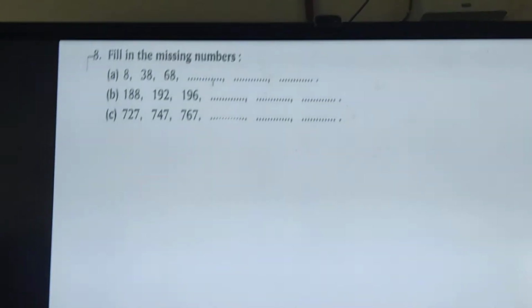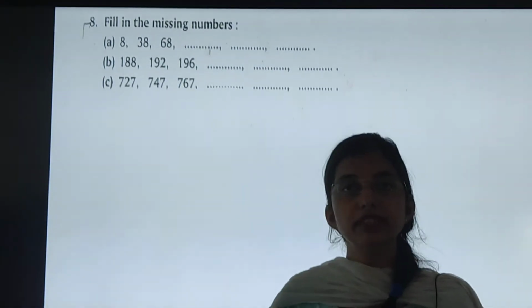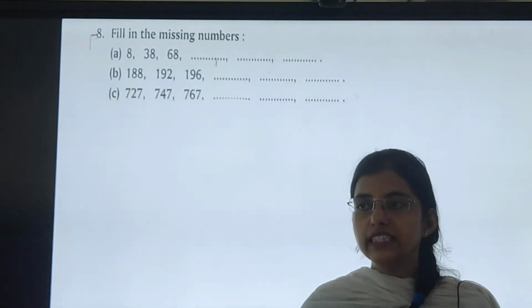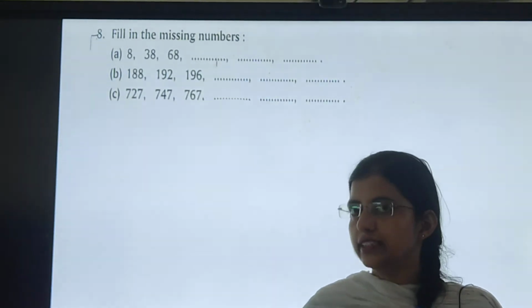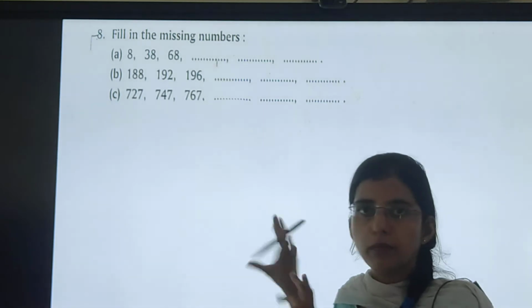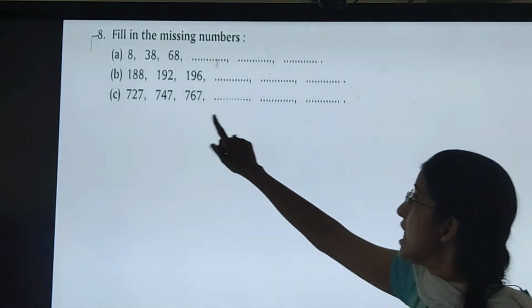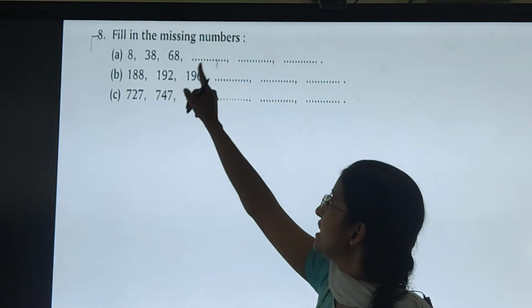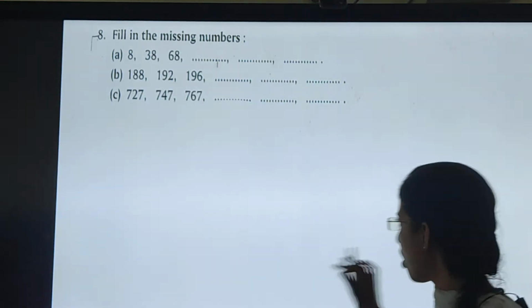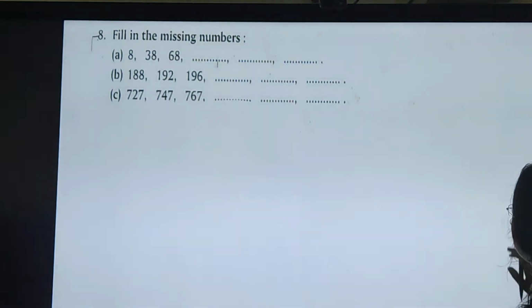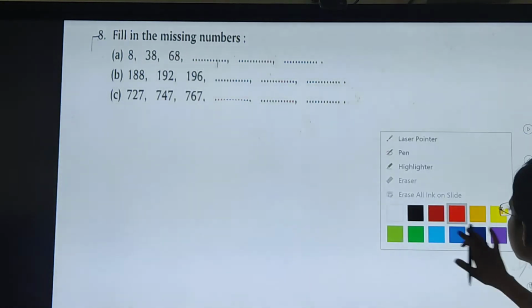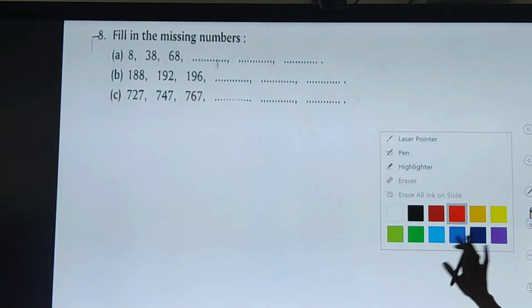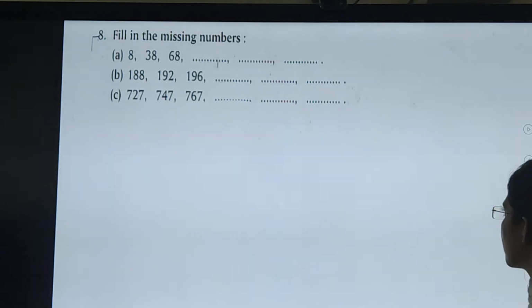So, how to do this? Fill in the missing numbers. See children, there is a pattern between these numbers. If you carefully observe these numbers, let's start with A. 8, 38, 68. Observe the pattern. What is it? Which color should I take? I will take blue color.